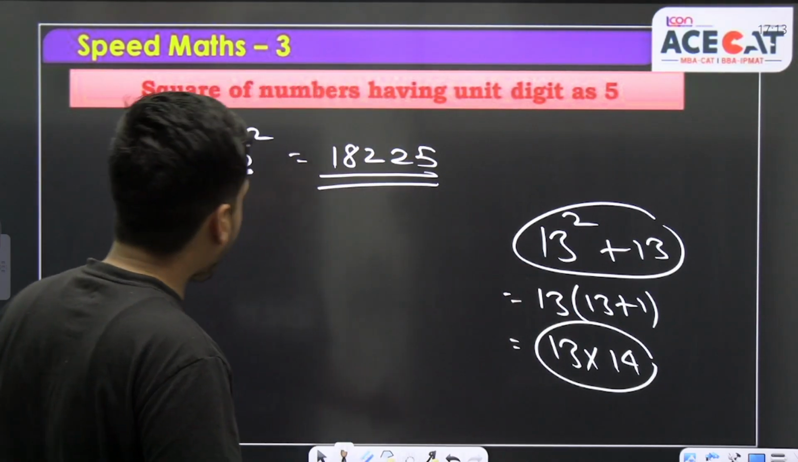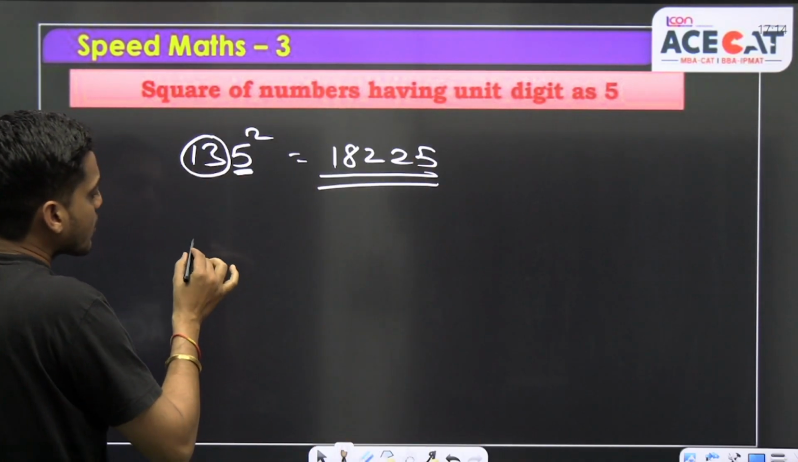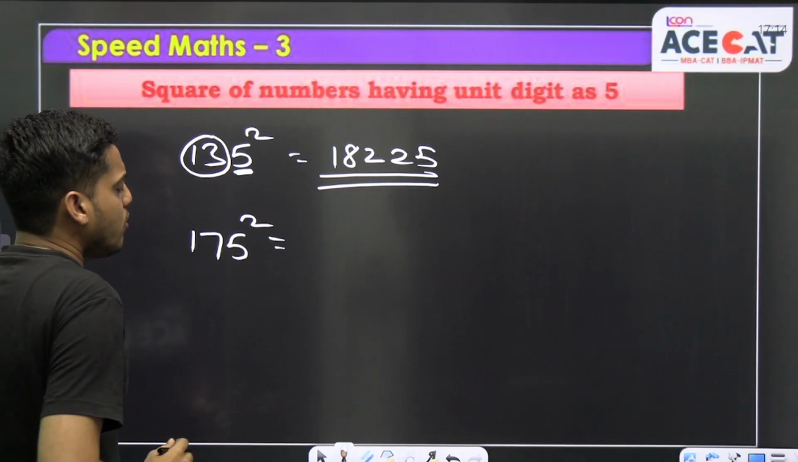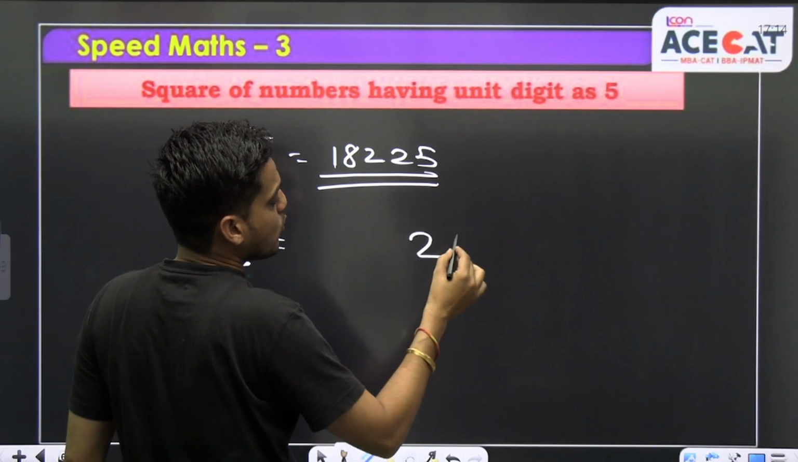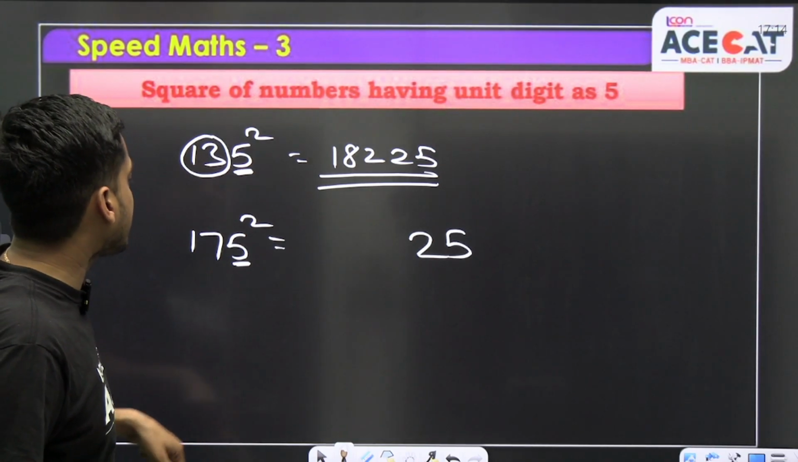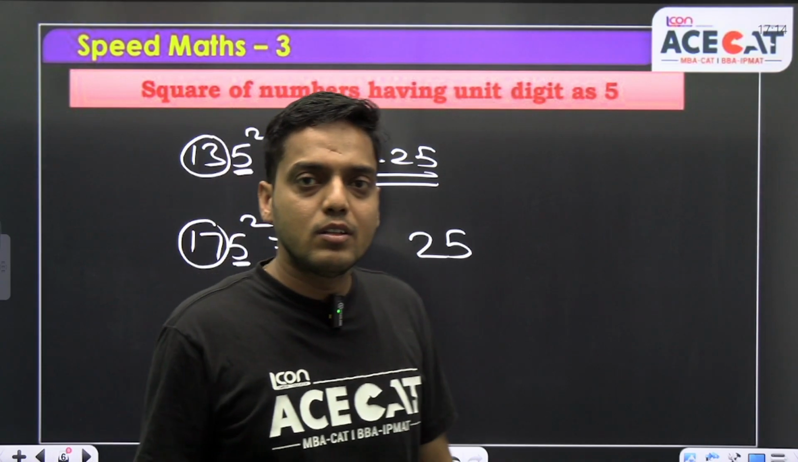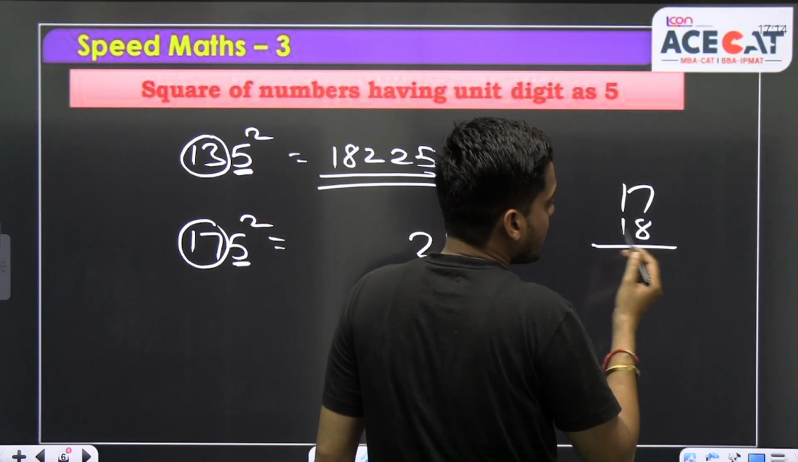Okay. So now, students, if I ask you what is the square of 175. So in the end, we are having 5 here, so in the square value, we will have 25 for sure. That's it. Now the next task is what, beta? I need to do 17 into 18. So will I solve like this, guys? Do I need to solve like this?